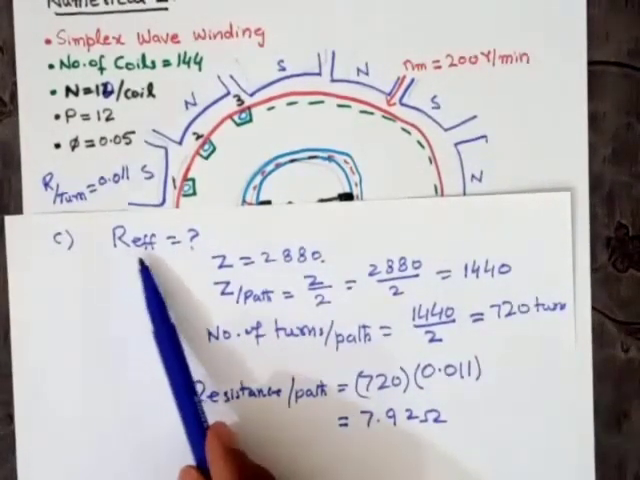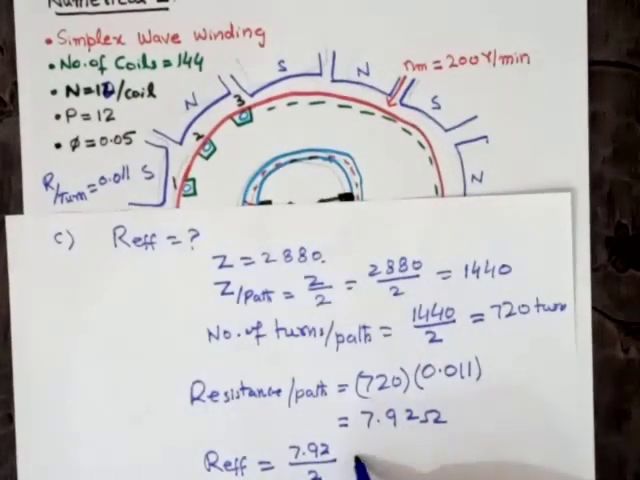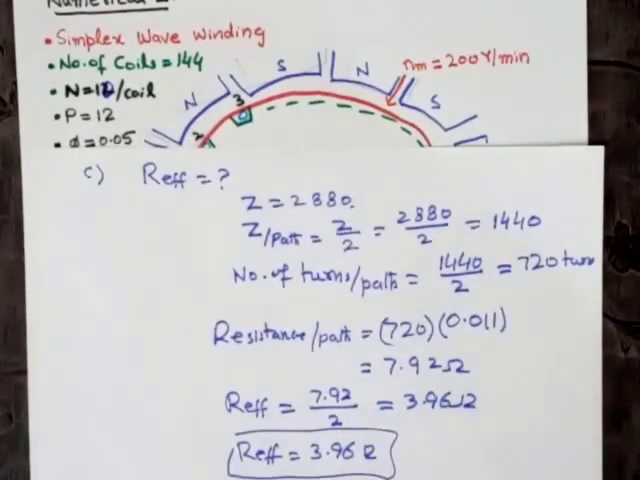Now we will find the effective resistance. The effective resistance R effective is equal to the total resistance per path, 7.92, divided by the total number of parallel paths, 2, which is equal to 3.96 ohm. That is, R effective is equal to 3.96 ohm. This is the value of the effective resistance.